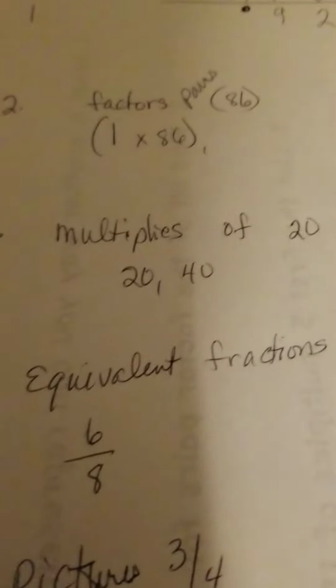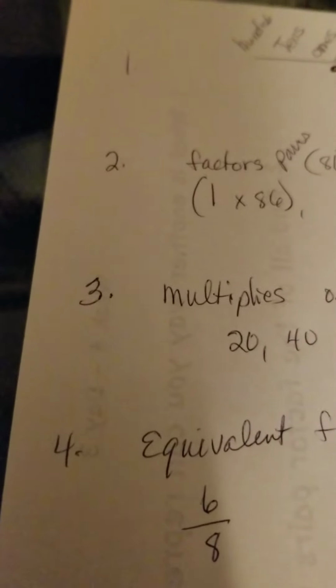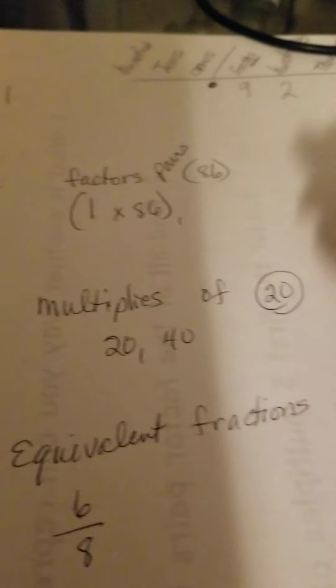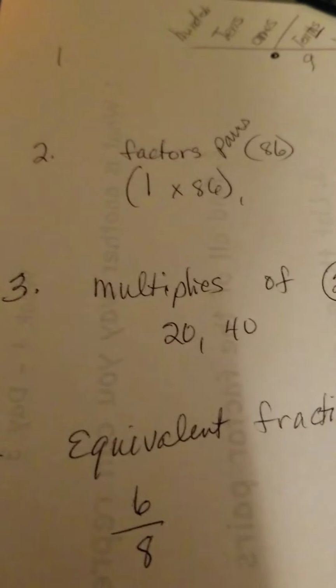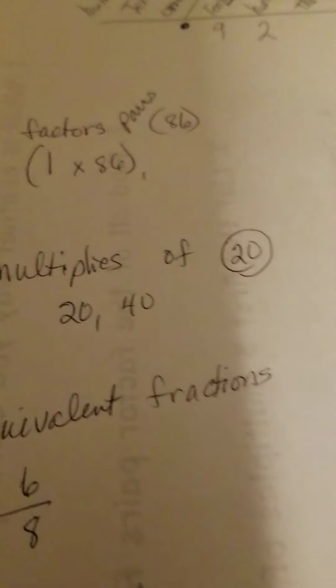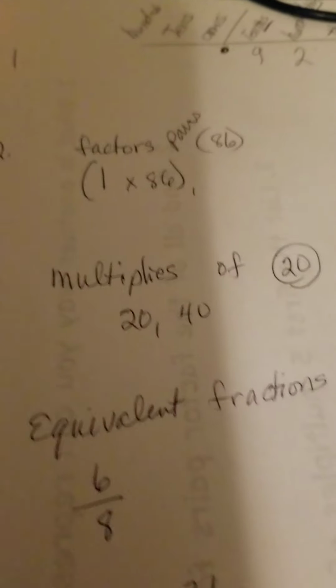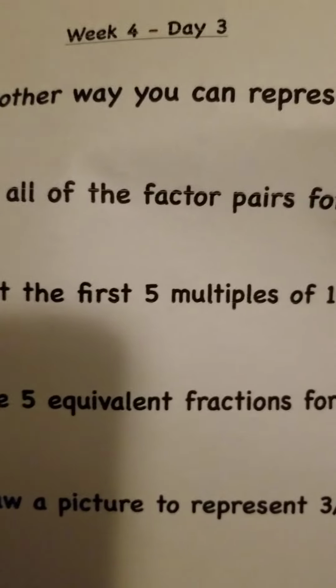Number 3 says list the 5 multiples of 15. Well, if I have to list, this is just an example, multiples of 20, I'd be counting by 20s: 20, 40, and so forth. You need to do 5 of them, and your question is actually list 5 multiples of 15.